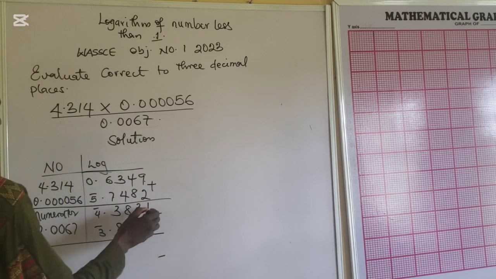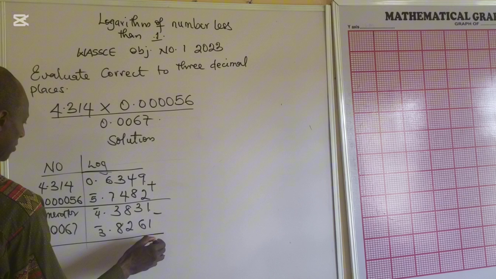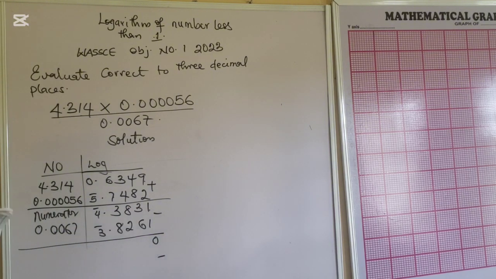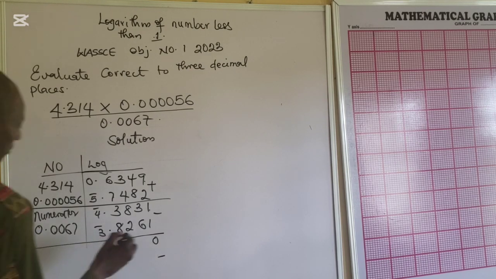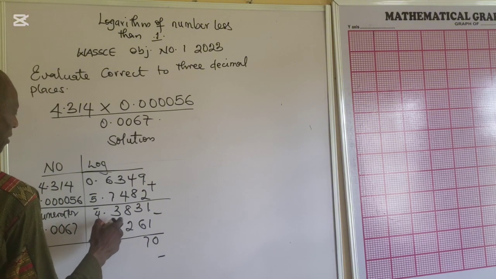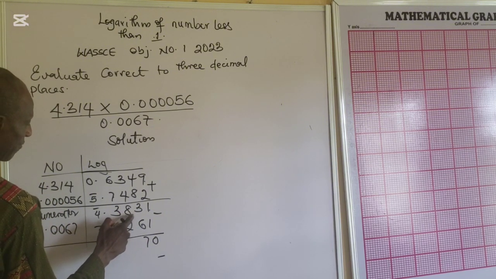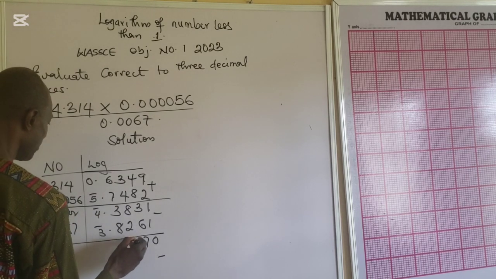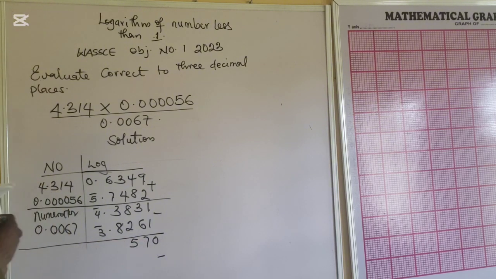Now, when you subtract, 1 minus 1 is 0. I will borrow 1 from here to give us 13. When you take 6 from 13, it is 7, because 7 plus 6 gives us 13. Now, take note, I will borrow 1 from here. Here remains 7. 7 minus 2 is 5.